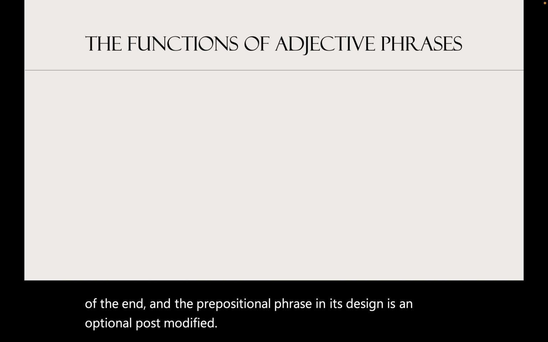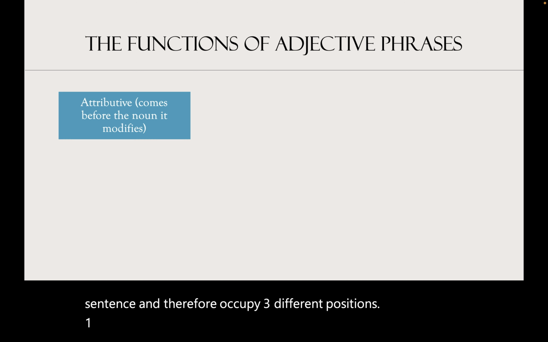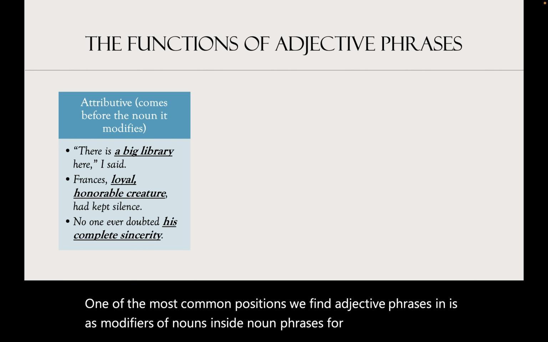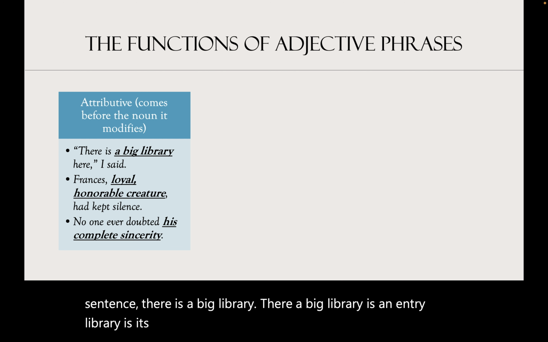Syntactically speaking, adjective phrases can do three jobs in a sentence, and therefore occupy three different positions. One of the most common positions we find adjective phrases in is as modifiers of nouns inside noun phrases. For example, in the sentence, "There is a big library there," a big library is a noun phrase. Library is its head noun. This noun is modified by the adjective phrase big, which consists of a single adjective without any of its own modifiers.